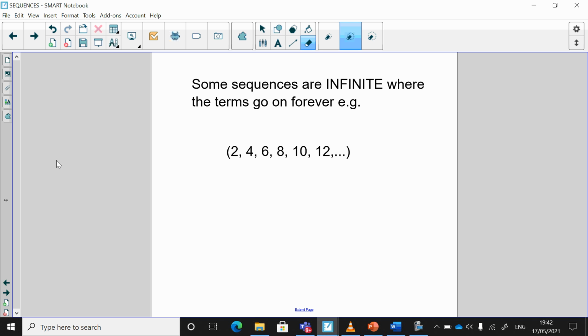Here, we've got another one, 2, 4, 6, 8, 10, 12, and it's going all the way up to infinity because we don't have an end number here. Right, so that's what looks like it's happening here.